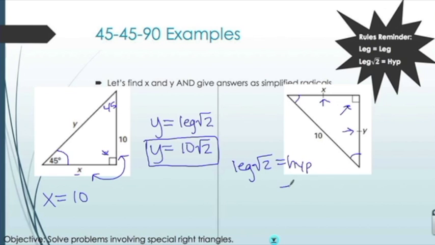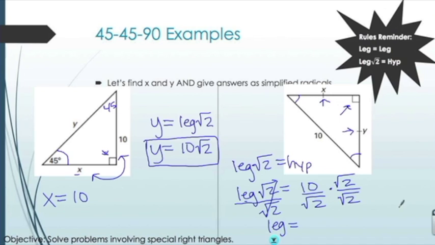So if we plug in our hypotenuse, which is 10, what are we going to do to find the leg? Well, we're going to divide by the square root of 2 on each side. So now this is where that review came in handy. We can't leave that square root of 2 in the denominator. So we're going to multiply by a fraction of 1 using the denominator. It's a fraction of 1 because these are the same.